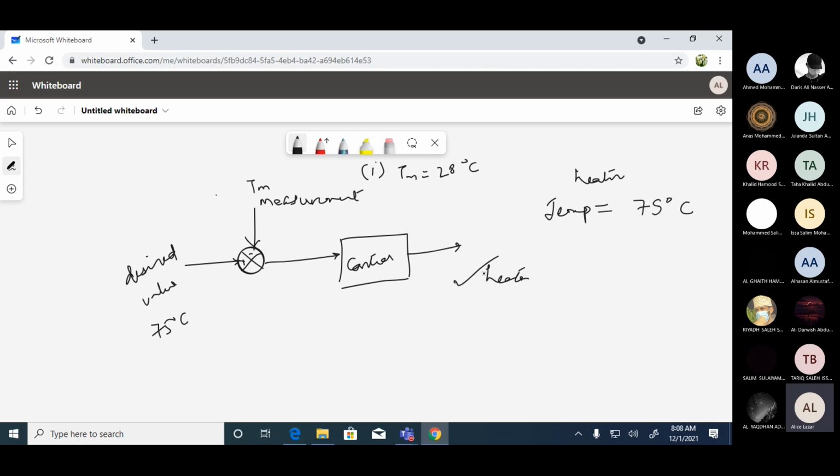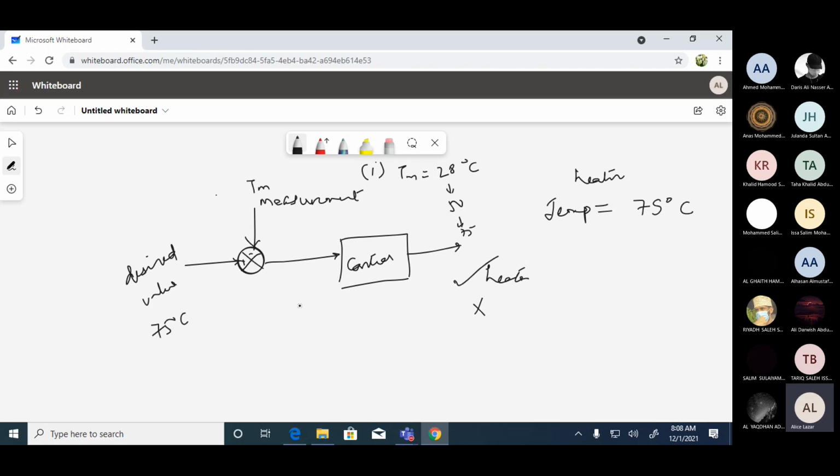When the heater is switched on, what will happen? The temperature of the water will start to increase. It is going to go up from 28, it will increase to 50, and then finally it will reach 75. Now, when it reaches 75, that means it is now matching. What was your desired temperature? 75. Your measured temperature is also 75. So the aim of your process is satisfied, and therefore this information will make the controller switch off the heater because you don't want to heat it beyond 75.